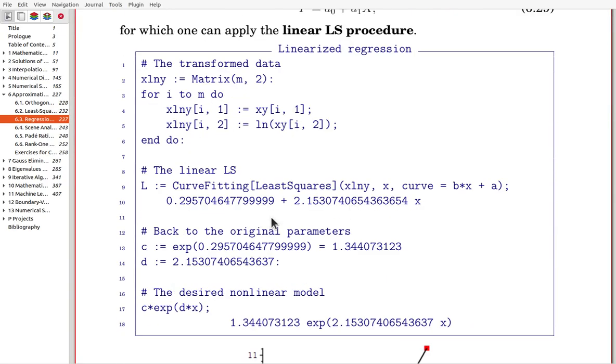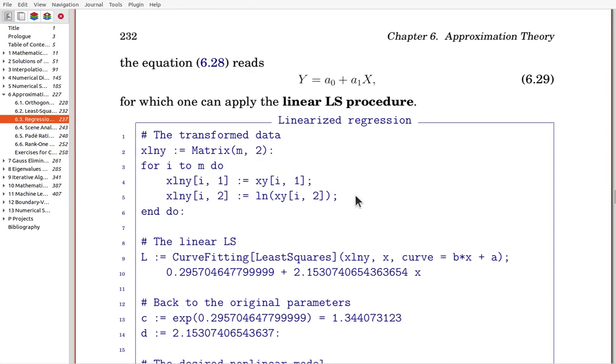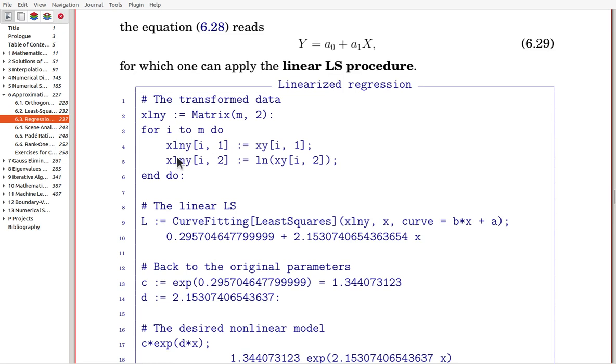Okay, let's see this example. For the earlier data set, here we have that one. For this one, now we try to get a new data set. That is, to use the built-in function, we need this manipulation, with x and y. So x is copied, the first column is copied. But for the second component, we take a logarithm and then save it here. So this array includes x and logarithm y. This is the new data.